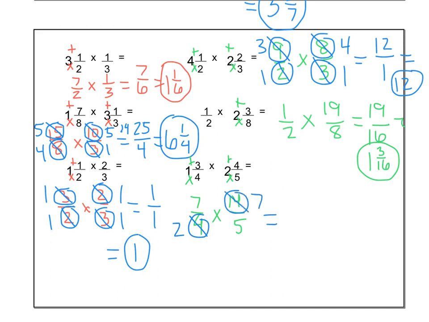So in our numerator, 7 times 7 is going to be 49, and 2 times 5 is going to be 10. Now it's improper, so we're going to change it to a mixed number. 10 can go into 49 4 times, which makes 40. So we have 9/10 left over. So 4 9/10 would be our final answer.